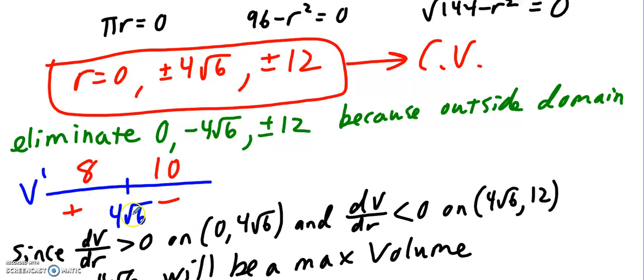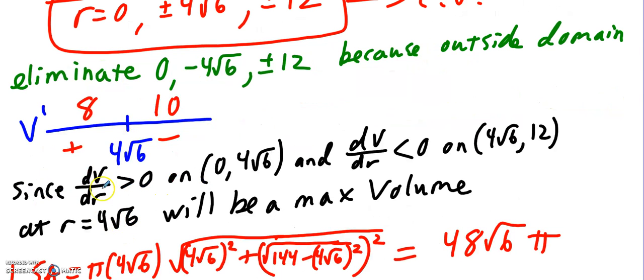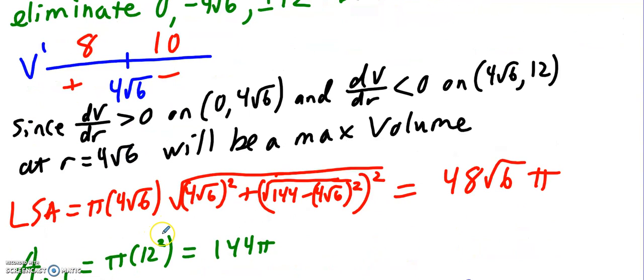So I can test 4 root 6 using my first derivative test on my increasing decreasing chart. Plug in 8, plug in 10, I get positive, negative. So since dV/dr is greater than 0 on 0 to 4 root 6, and dV/dr is less than 0 on 4 root 6 to 12, at r equals 4 root 6 will be a max volume. Fantastic. But how does that relate to theta? Great. That's what we still need to work on, right?